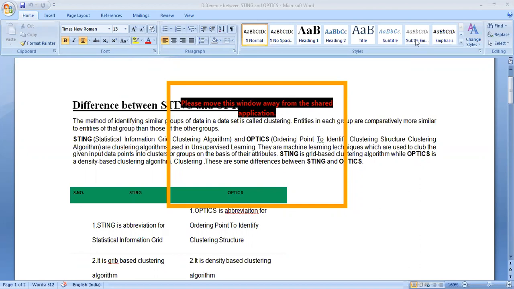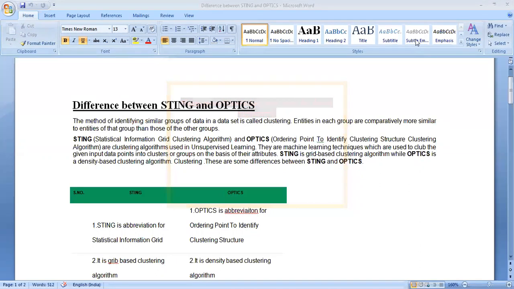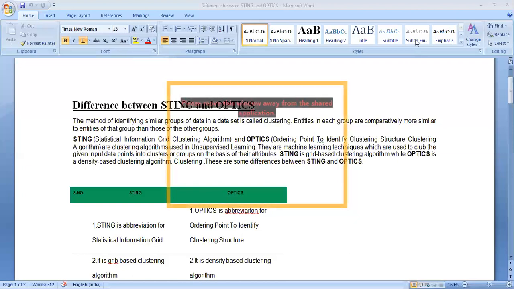Clustering algorithms are used for clustering, which is a form of unsupervised learning. Of these, the STING algorithm is a grid-based clustering technique, and OPTICS, on the other hand, is a density-based clustering technique. First of all, the major difference is that STING is a grid-based clustering technique, while OPTICS is a density-based clustering technique. OPTICS is a modification, an advanced form, of the DBSCAN algorithm.